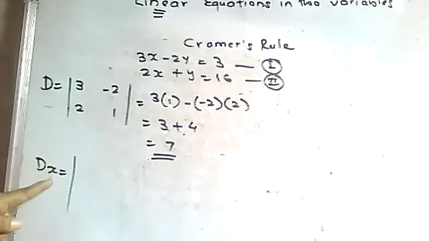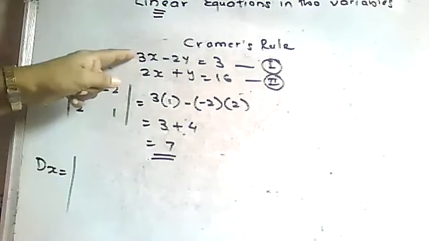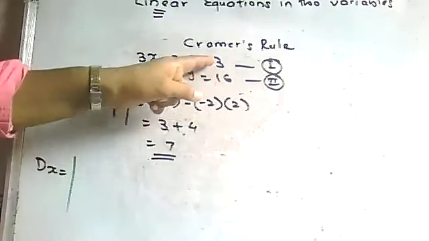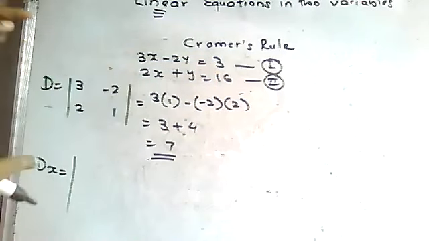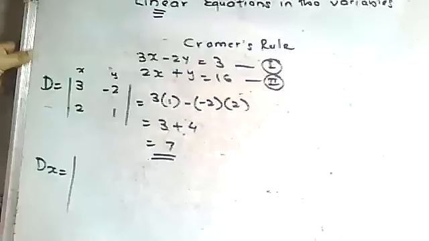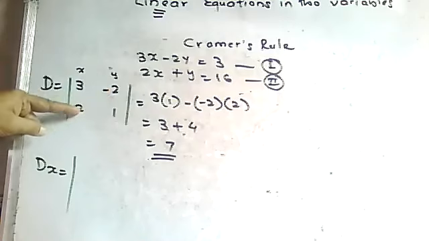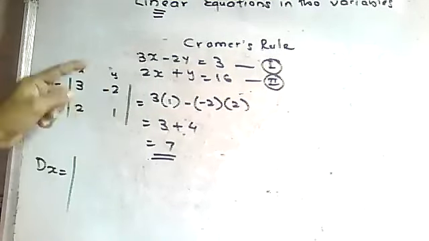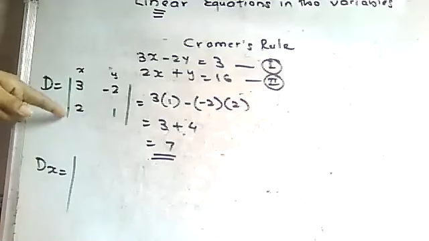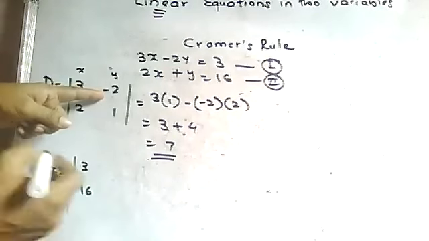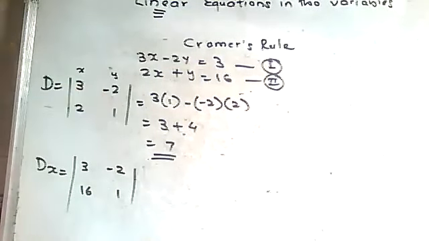Okay. When we are writing dx, we should not take the x variables. These variables will be replaced by these numbers, the outside numbers. So make sure that this is x and this is y. We have written in that order only. This is 3, this is minus 2, down 2 and 1. So this is the column of x and it is replaced by the outside numbers 3 and 16, and the coefficient of y will be written the same, minus 2 and 1.